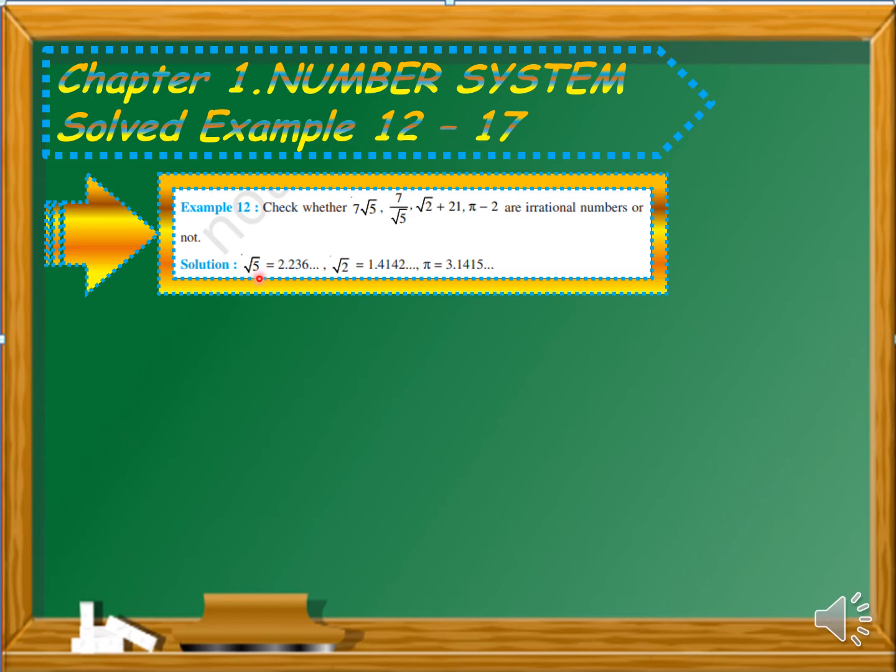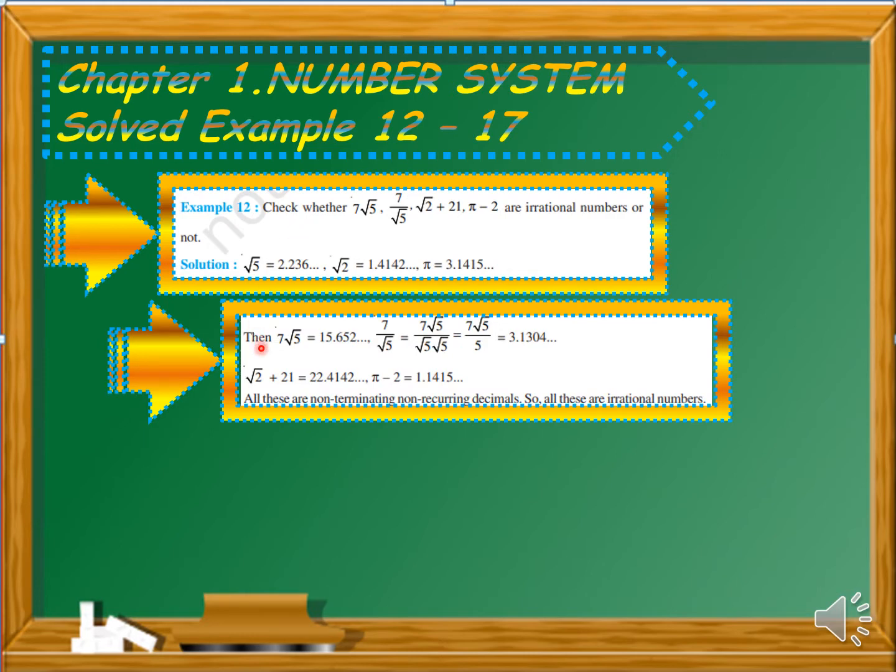So here root 5 value is 2.236 dots and root 2 value is 1.4142 dots and pi value is 3.1415 dots. So after getting all the values, we have to substitute on the particular number. So here 7 root 5 they have given. So root 5 value is 2.236 into 7, we will get it as 15.652 dots. Here 7 by root 5 is given.